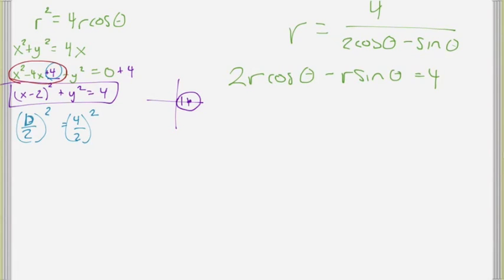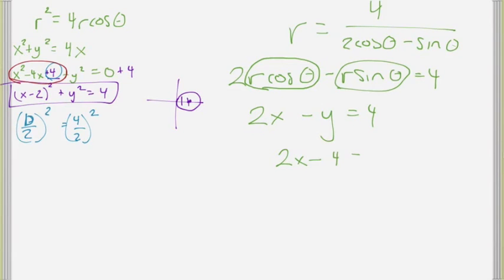And now we have some things that can be substituted. r cosine of theta is x. r sine of theta is y. And this guy turns into a linear equation. And that's the end of section 5.